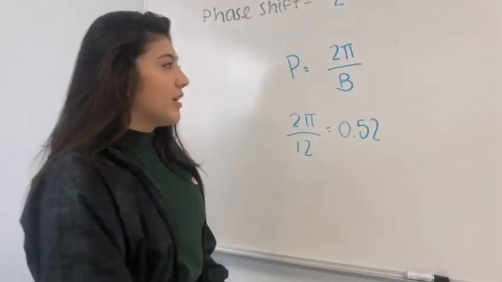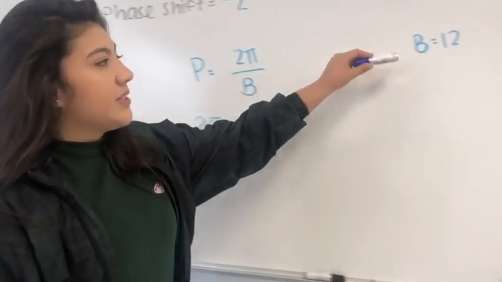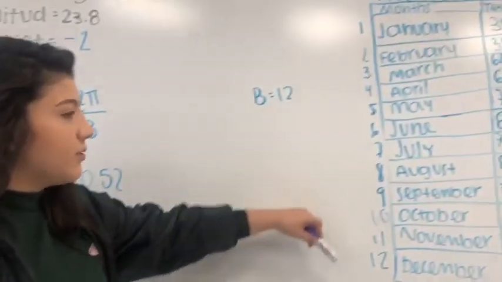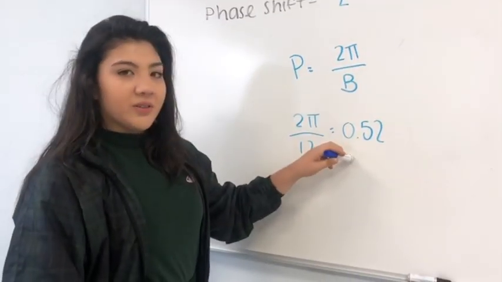Okay, so in order to get the period, you need to use this formula. And b is equal to 12 because we have 12 variables. So we solve that, and this is our period.